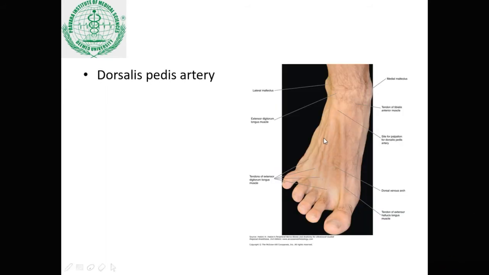A very important one, the dorsalis pedis artery. The first point is midway between the two malleoli, and the second point, where you are going to feel the pulsations, is the proximal end of the first intermetatarsal space. So this is the point for the palpation of the dorsalis pedis artery.